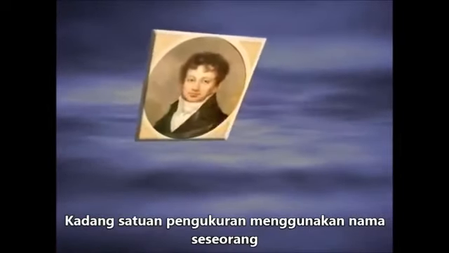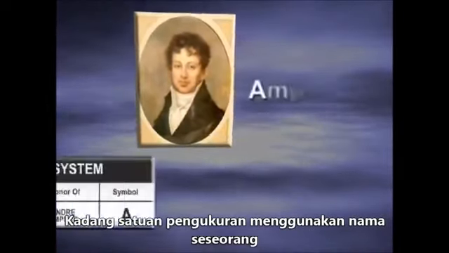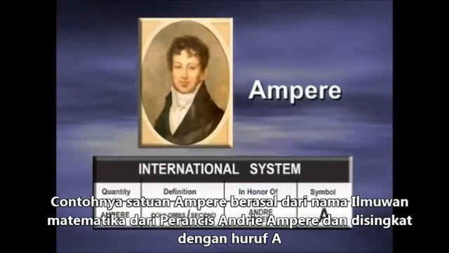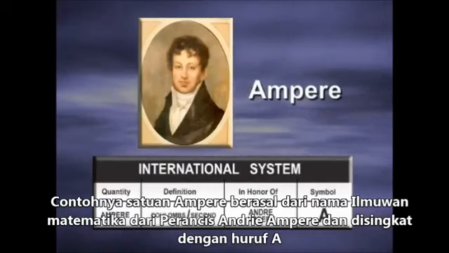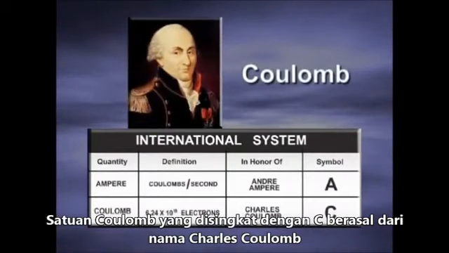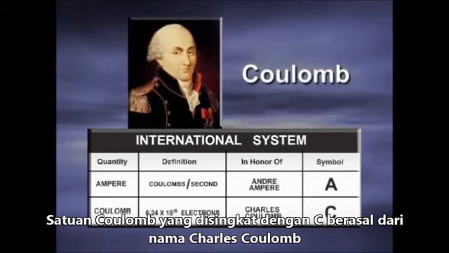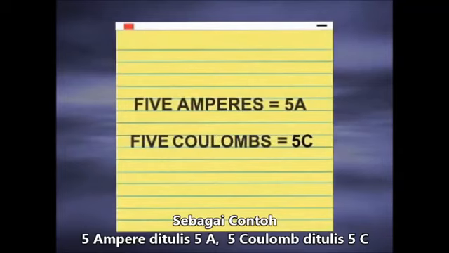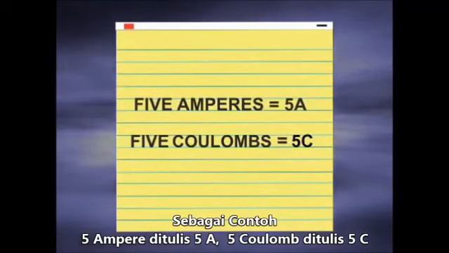Sometimes the unit is named after a person. Therefore, the ampere, named after the French mathematician André Ampère, is abbreviated as a capital A. The coulomb, named after Charles Coulomb, is abbreviated as a capital C. For example, 5 amperes is written as 5A, and 5 coulombs is written as 5C.